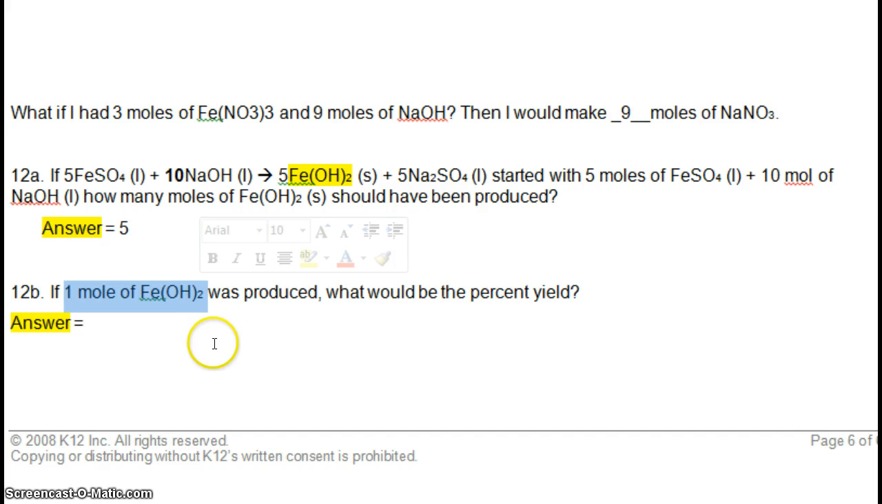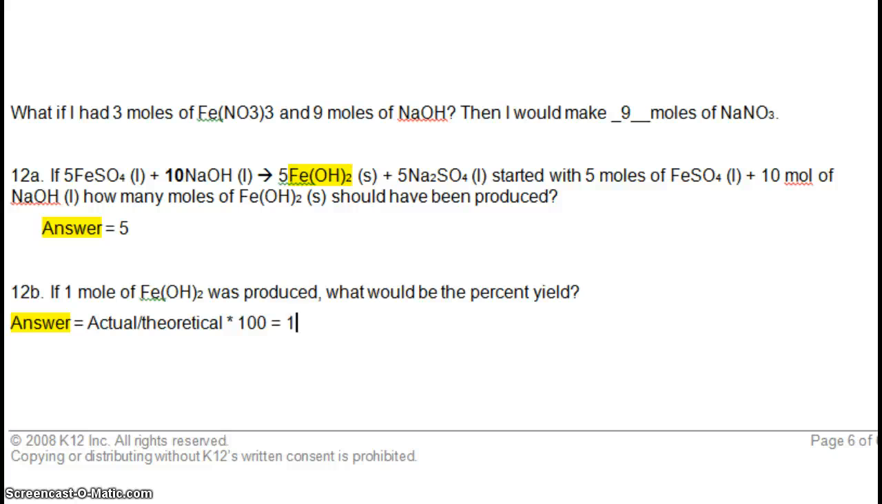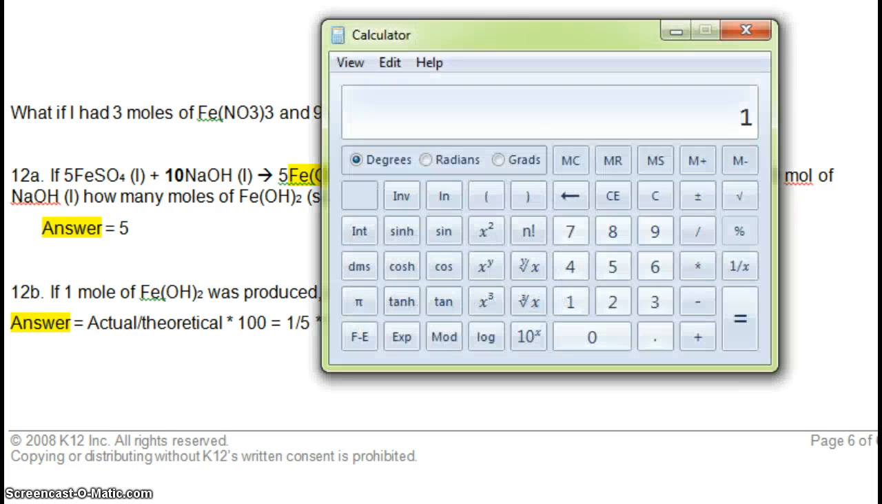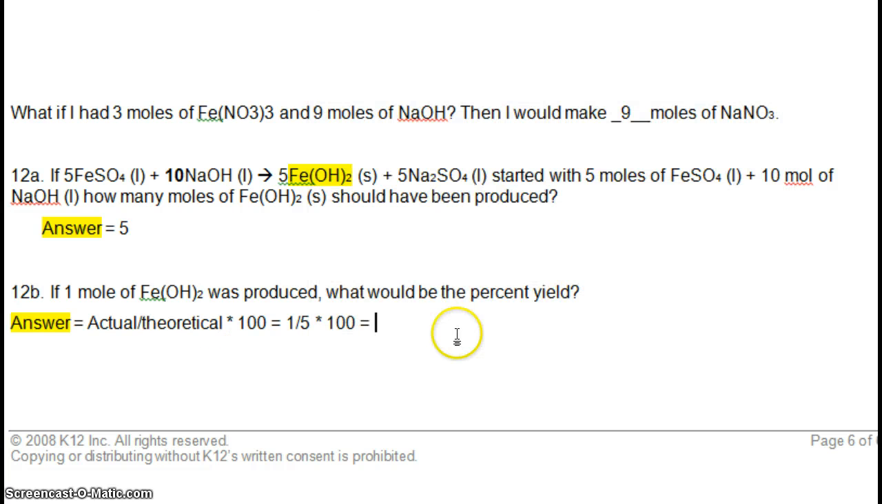All right, what's the percent yield? So percent yield is actual divided by theoretical times 100. So what are we going to put in our calculator? What did we actually get? We actually got 1. What were we supposed to get? We were supposed to get 5, and then times it by 100. And what do you get? 20%. 20% yield. So not very good.